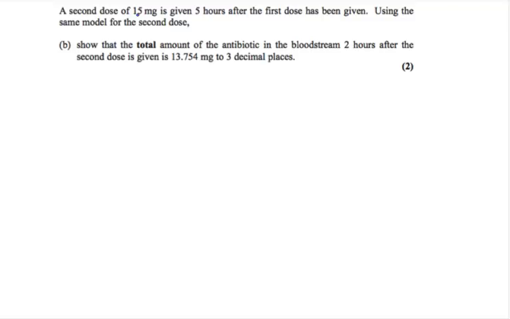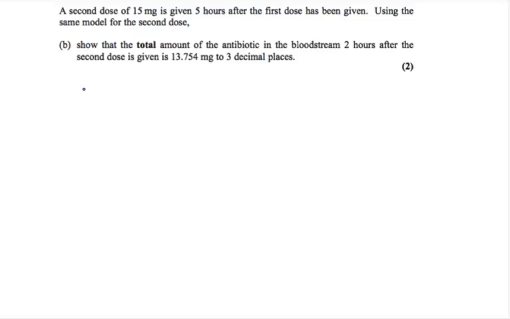A second dose of 15 milligrams is given 5 hours after the first dose has been given. Using the same model for the second dose, Part B says show that the total amount of antibiotic in the bloodstream 2 hours after the second dose is given is 13.754 milligrams to 3 decimal places. The second dosage has been given 5 hours after the first, and we're trying to find out the amount of antibiotic in the bloodstream 2 hours after the second dosage. So that's been a total of 5 plus 2 hours, so 7 hours since the first dosage.